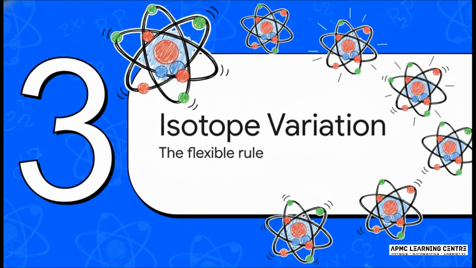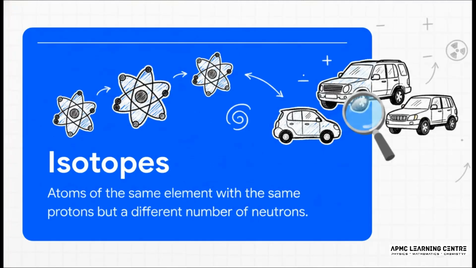Okay, so we've got our rules set. The proton number defines the element, and it has to be balanced by electrons. But there's one part of this atomic blueprint that has a little bit of wiggle room: the number of neutrons. And this little loophole introduces something fascinating called isotopes. The best way to think about them is like different models of the same car. They're all the same make, but some are just a little bit heavier. Maybe they have a bigger engine or some extra features.